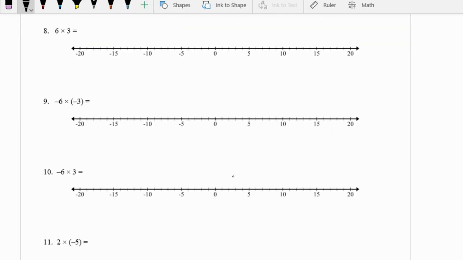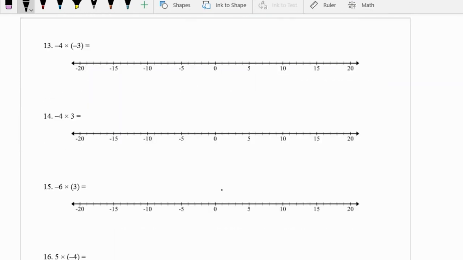So I have the opposite of 6 groups of -3, sorry. So I'm going to go back 3, then back another 3, then back another 3. So that's 3 groups of 3. 4, 5, 6. So I've got 6 groups of -3. Then we have to take the opposite. So I'm going to go all the way over here to positive 18 instead of sitting at negative 18.